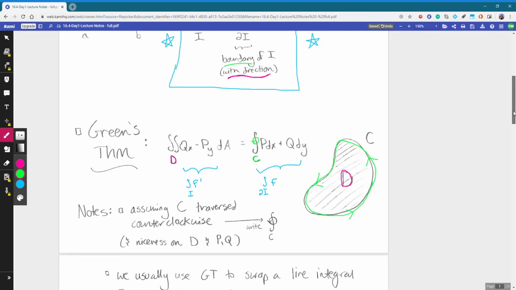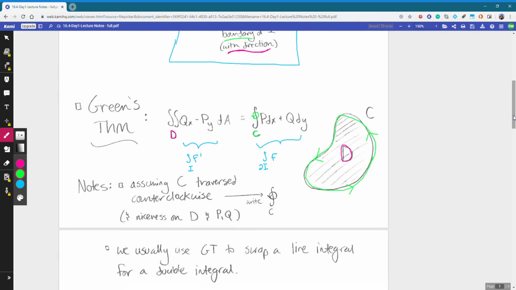The next note I want to make before we dive in and look at an example is that Green's theorem is an equation, and like any equation, we can use it to swap out the left-hand side for the right-hand side, or the right-hand side for the left-hand side. Green's theorem, it turns out, we usually use right to left, where we take a line integral and swap it out for the double integral that Green's theorem says it equals. This is often a cleaner integral to work with than the line integral.